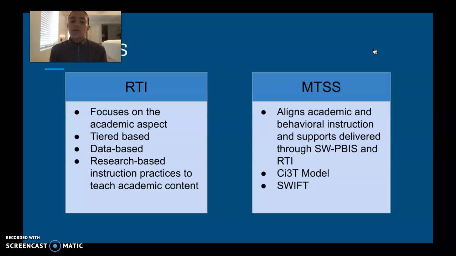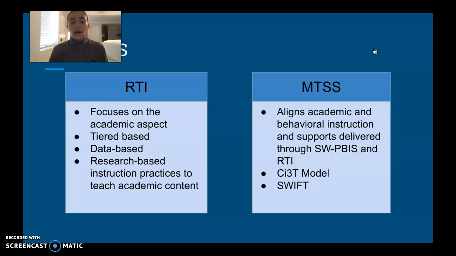They both do database research, and based on the research that they make and the findings that they have, they decide where they can do some accommodations or modifications instructionally and based on the results. While RTI focuses on the academic, MTSS focuses on academic and behavioral. They both use kind of a tier system. Again, the whole thing is that MTSS focuses also on behavioral.